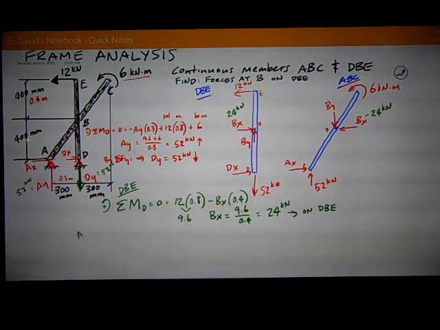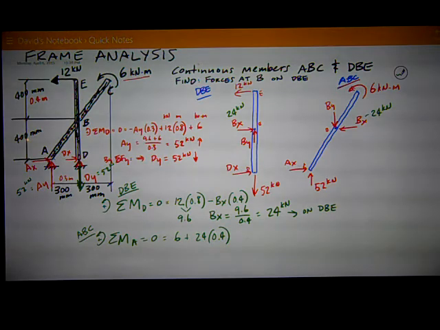And now on ABC, I can sum moments about point A. That's going to be equal to 0. And I've got up at the top positive 6 because it's counterclockwise, that concentrated moment. And I've got BX creating also positive moment, counterclockwise, 24 times 0.4. And I've got BY trying to rotate clockwise, so it's negative BY times 0.3.